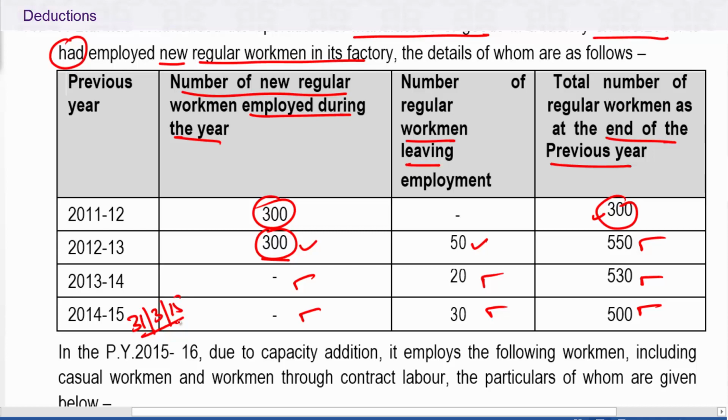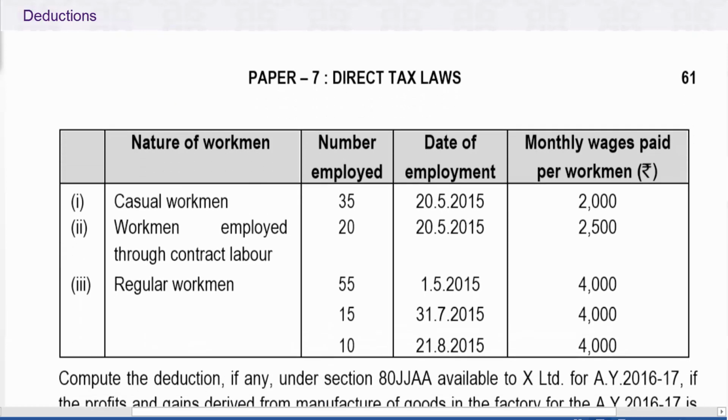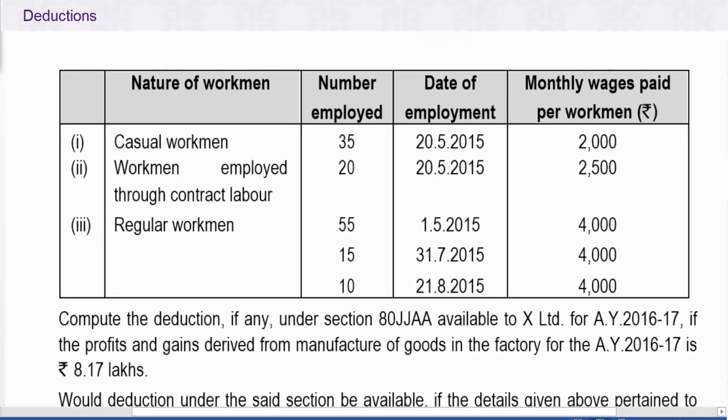For one, we know the increase has to be more than 10%. The new regular workmen should be more than 10%. He says in 15-16, due to capacity addition, it employs the following workmen, including casual and workmen through contract. So let's have a look at that. He says casual workmen. Now please understand, in our counting of the new regular workmen, casual workmen are not included. So I'm not going to look at that. Workmen employed through contract labor, again I'm not looking at it. Now regular workmen, they must be employed for at least 300 days.